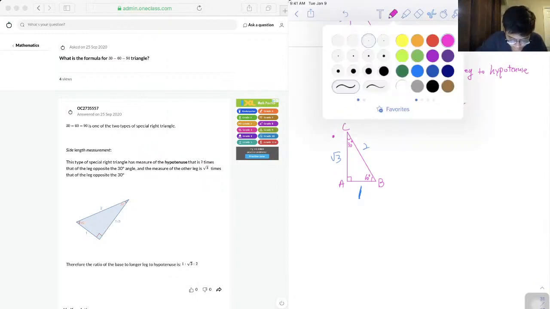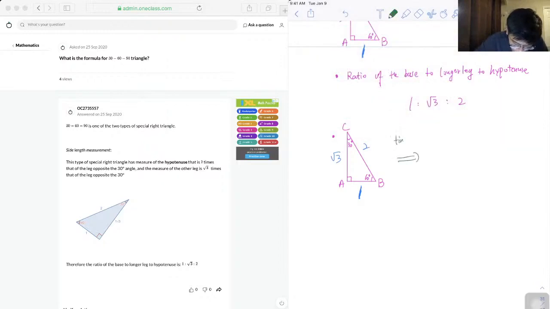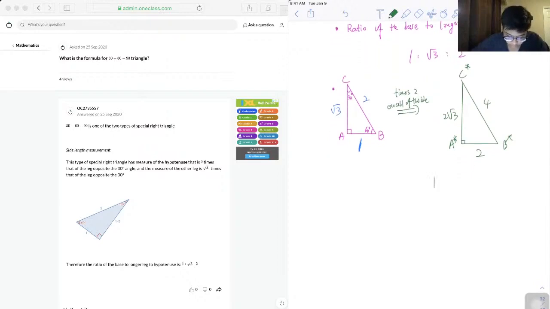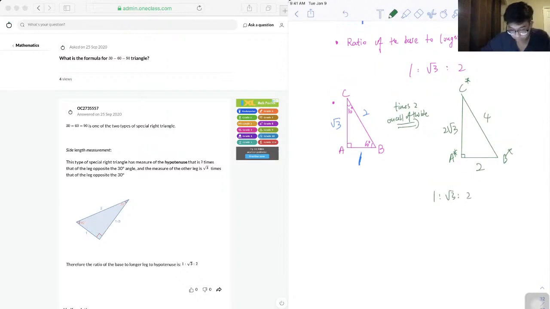So like I say, I want to times 2 for all of the sides. So the hypotenuse will be 2 times 2, which means 4. And the AB will, instead of being 1, times 2 and become 2. And the new AC will become 2 root 3. And I call that C star, B star, and A star. Remember, as long as it follows the 1, root 3, 2 ratio, you always maintain the 30, 60, 90 degrees.